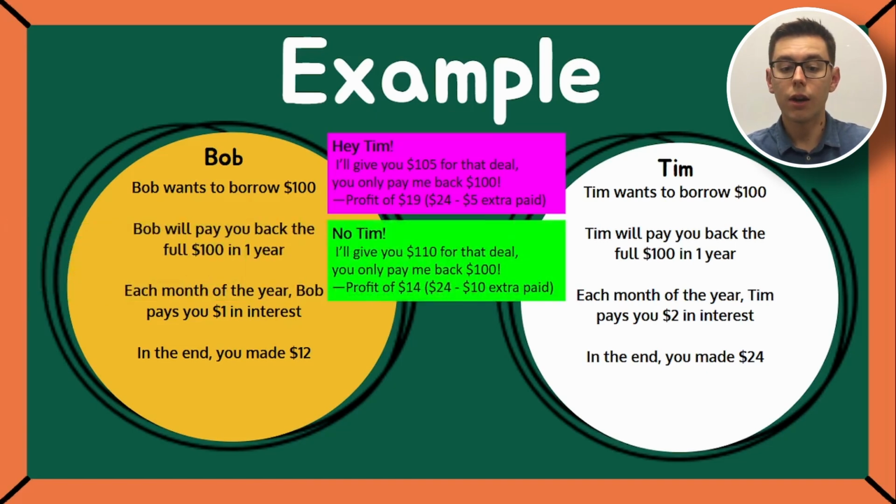But then, watch out, somebody else comes up and says, hey, no Tim, I'll give you $110 for that deal. You only have to pay me back $100. This is still a pretty good deal, right? Because Bob's deal was only going to get you $12 of interest.